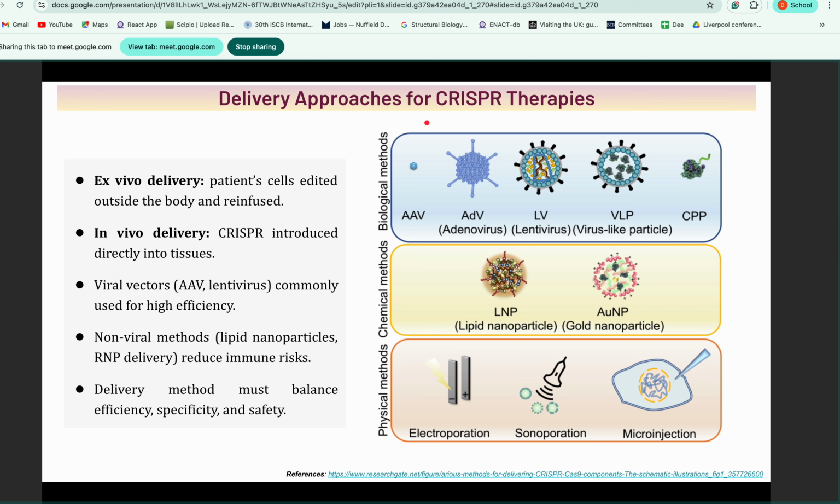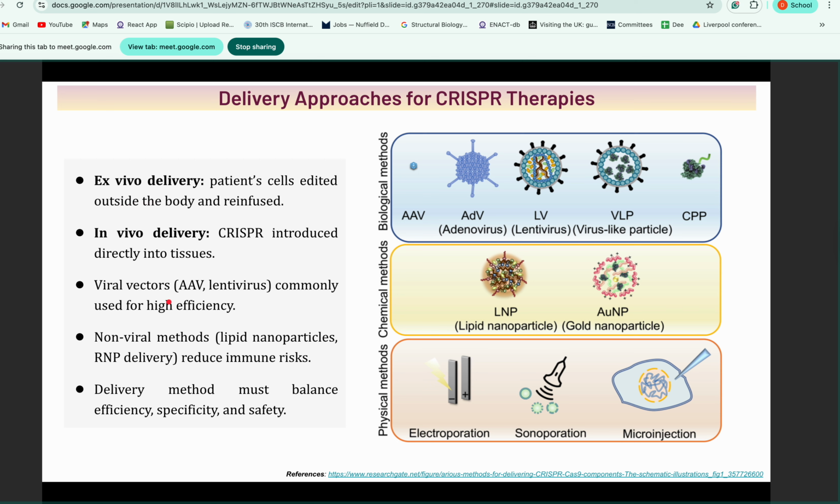And now comes the delivery approaches, that is, how to deliver the CRISPR therapies into the host. The first one is ex vivo delivery. That means patient cells are edited outside the body and then reinfused. The second is in vivo delivery. That means CRISPR is introduced directly into the tissues.